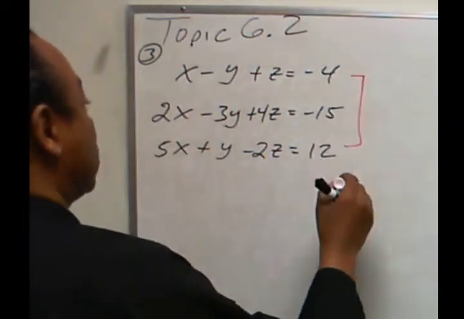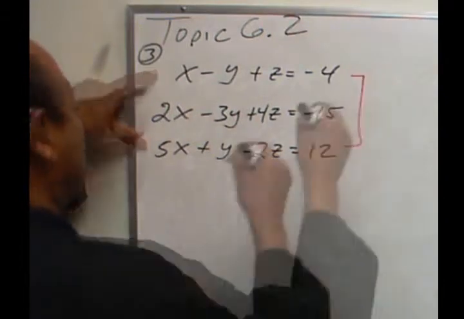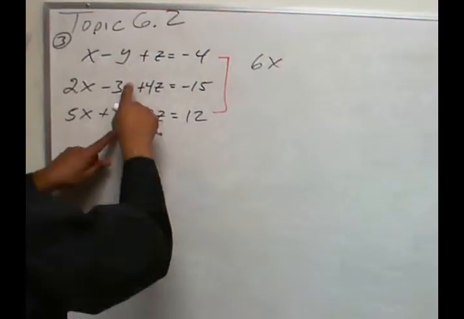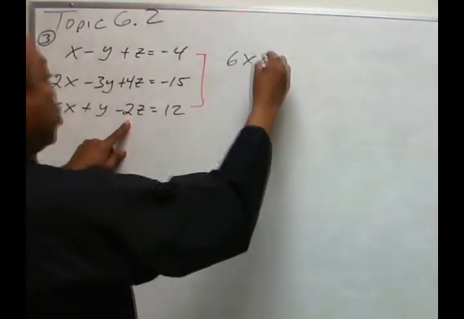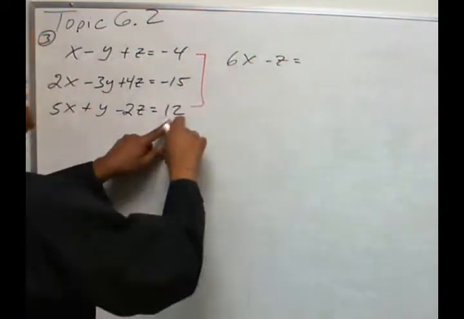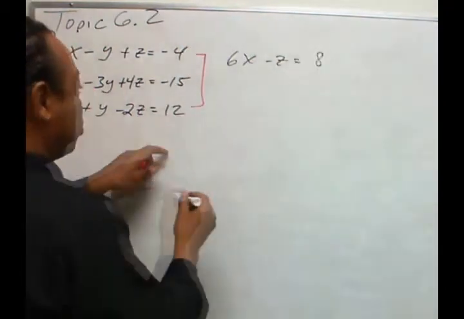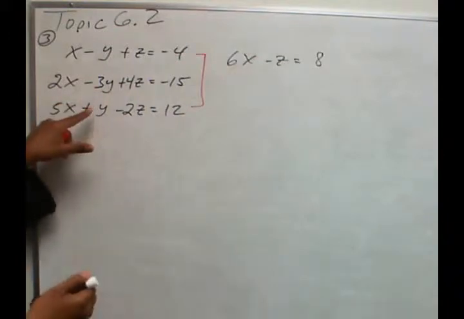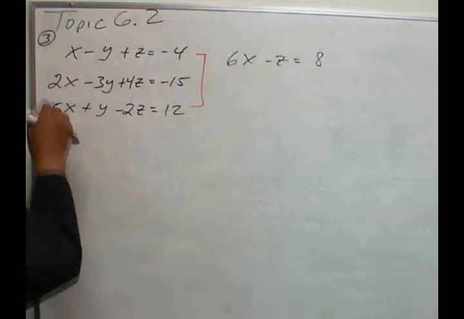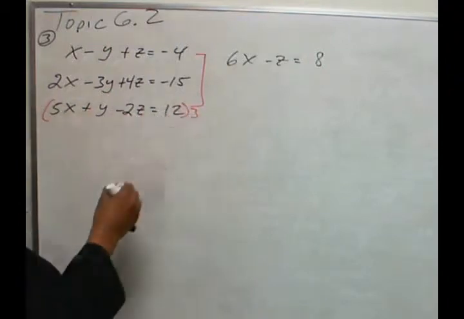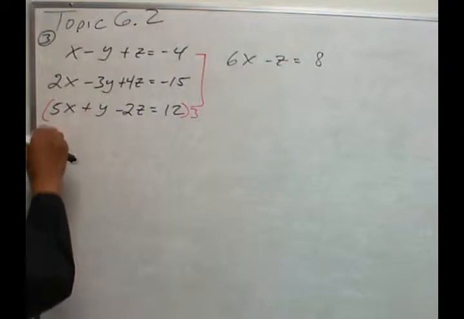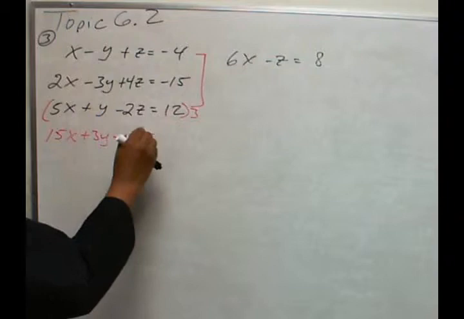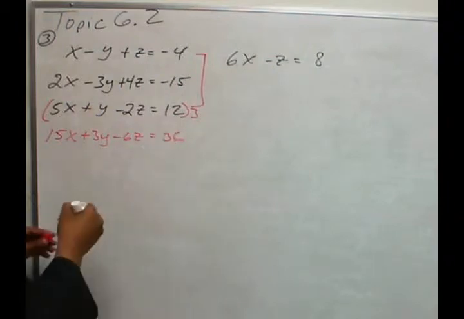So these come together and we get 6x, the y's cancel, and we get negative z. And the negative 4 and the 12 become 8. Now, to get rid of the negative 3y, we're going to need a positive 3y. So I'm going to multiply this term right here by 3, giving us 15x plus 3y minus 6z and 36.